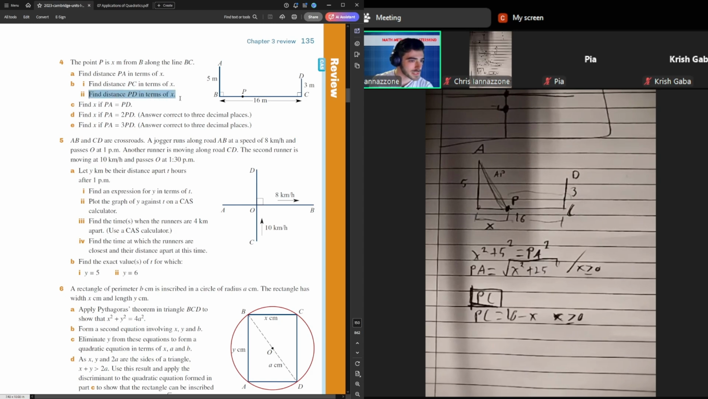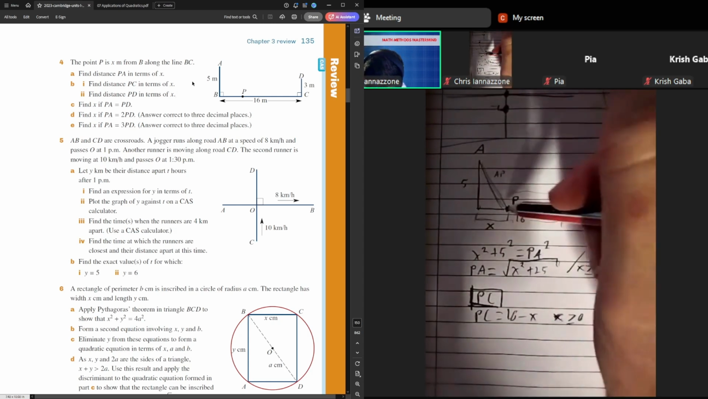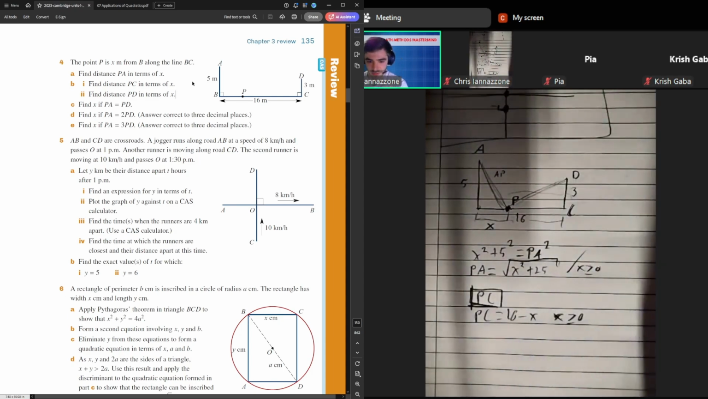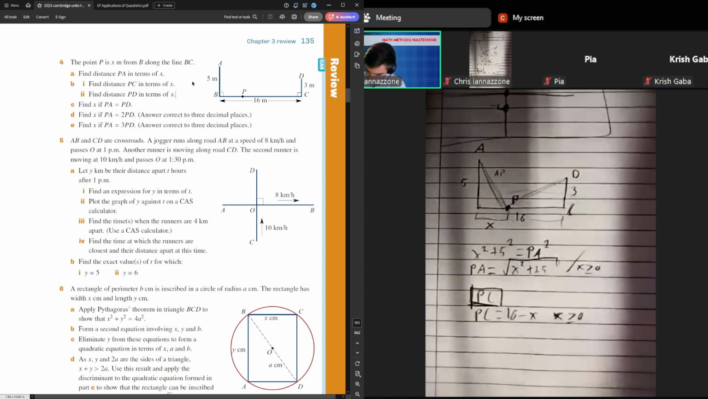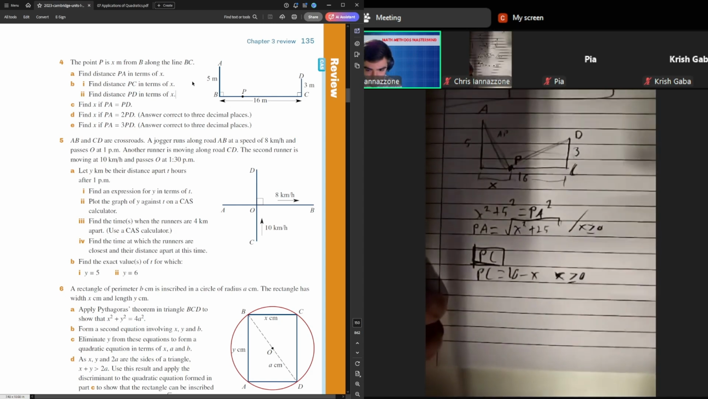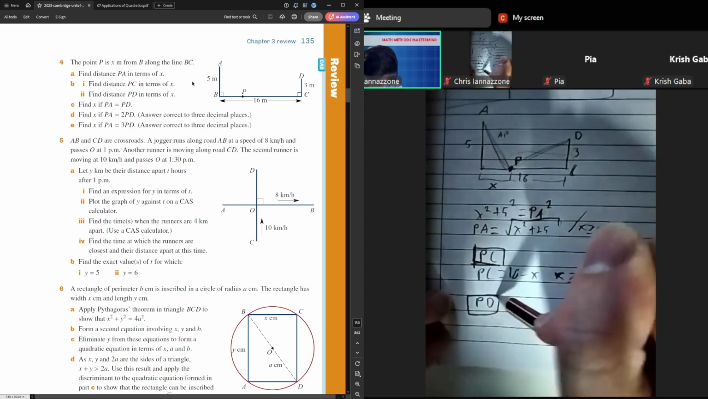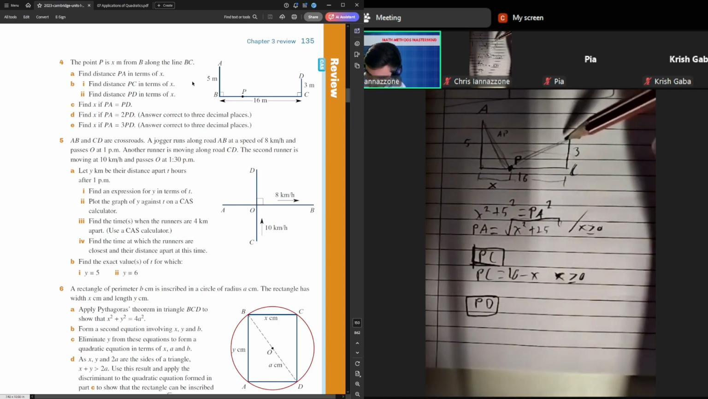Okay, so that's PC done. PD in terms of x. So we're now talking about this here. So PD should look kind of similar. What are we thinking? So we're doing B double I, which is find this distance P to D.